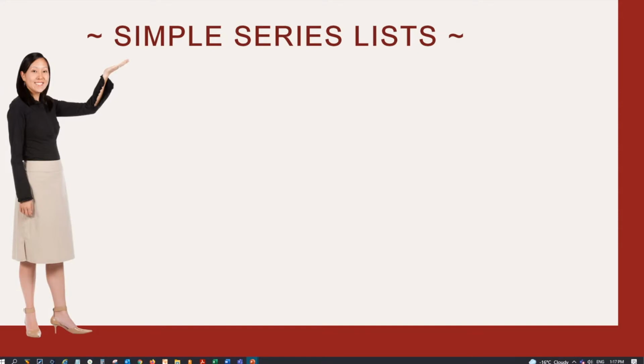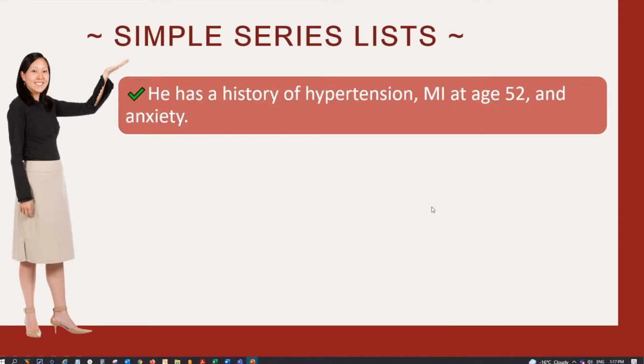Okay, simple series lists. So a simple series list is just a list of things, and we've placed a comma between each listed item. So he has a history of hypertension, MI at age 52, and anxiety. So our 3 things are the hypertension, the MI, and the anxiety. So we have a comma between each thing. You will notice that we have a comma before and in that list. That is required in medical transcription.